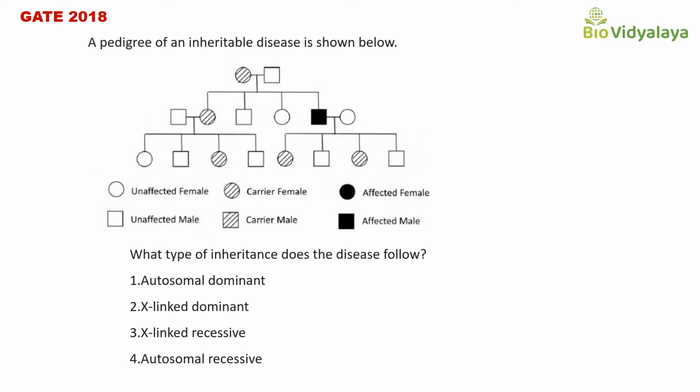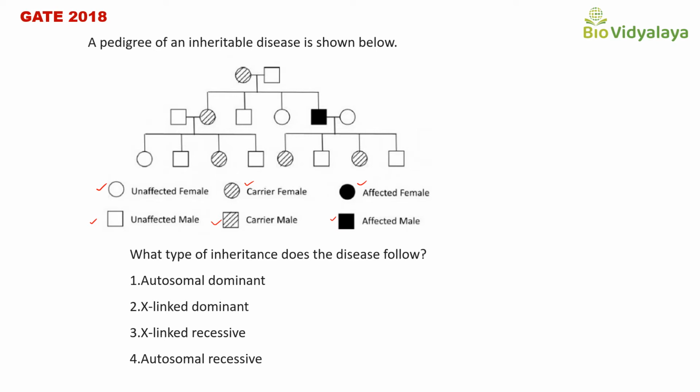In this pedigree, an unaffected female is represented by a circle, a carrier female as a shaded circle, and an affected female as a filled circle. Here, an unaffected male is a square, a carrier male is a shaded square, and an affected male is a filled square. Okay. So first we have to find whether it is recessive or dominant.